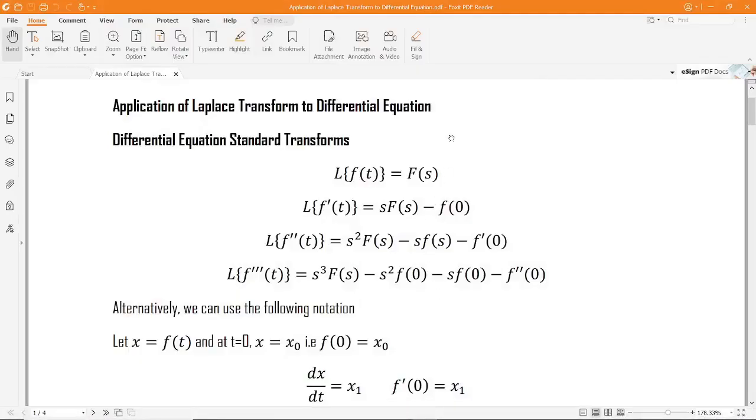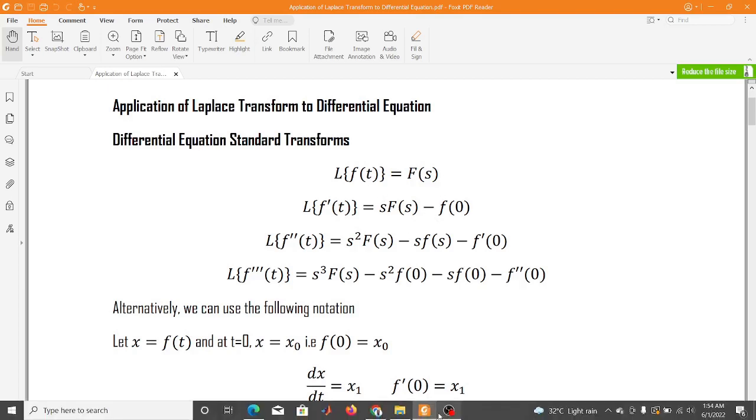Hello class. So the last part of the Laplace transform that we are going to look at is the application of Laplace transform to differential system of equations. In this case, you want to use your Laplace transform to solve differential equations, probably in their first order, second order, or third order. So how does that come into play?